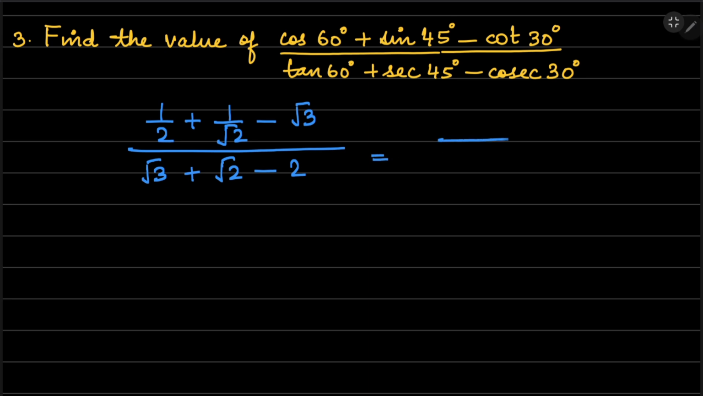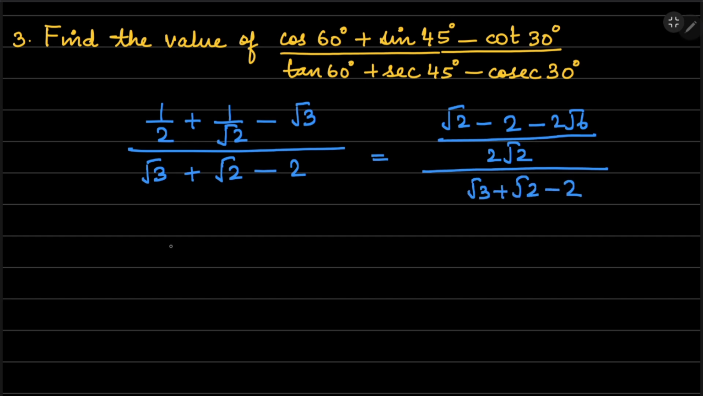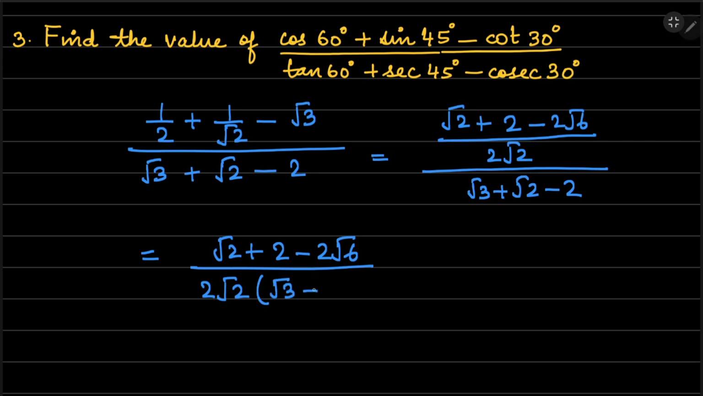Okay. So here you can take the LCM in the numerator, which is 2 root 2. So again, the numerator root 2 minus 2 root 2 into 2. What is 2 root 2 multiplied by root 3? It is 2 root 6. Right. Whole divided by root 3 plus root 2 minus 2. So here you have got root 2. Is it a plus here? Yes, plus. Plus 2 minus 2 root 6 whole divided by 2 root 2 multiplied by whatever is there in the denominator, root 3 plus root 2 minus 2.